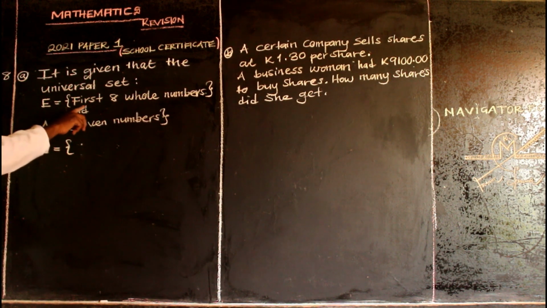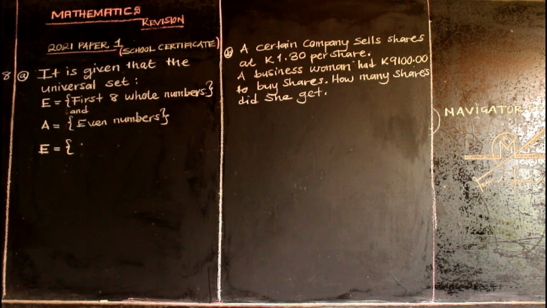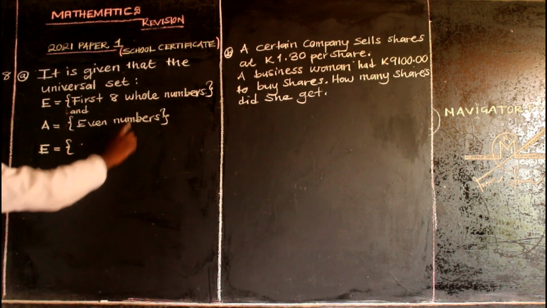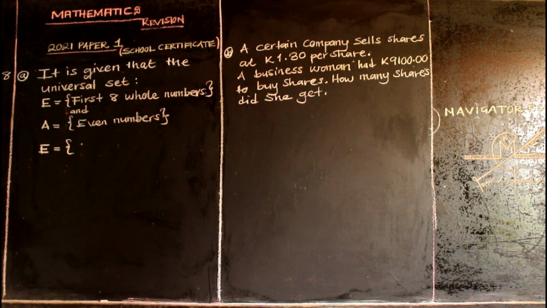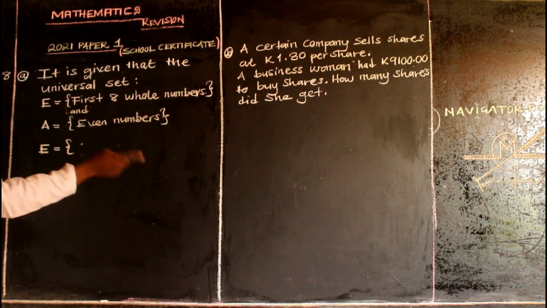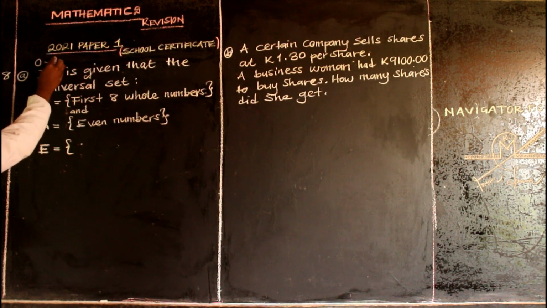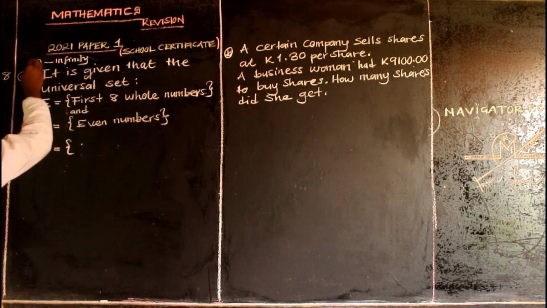Now it's saying the first 8 whole numbers, so you need to understand what whole numbers are. Without understanding what whole numbers are, you cannot come up with set E, the universal set. So what are whole numbers? These are simply numbers which start from 0 to infinity.